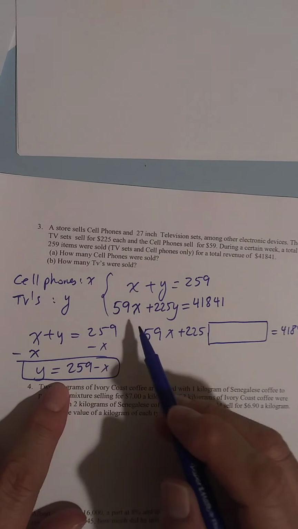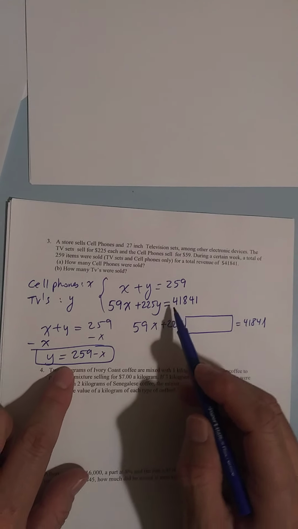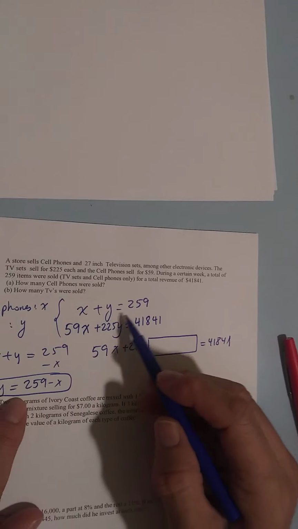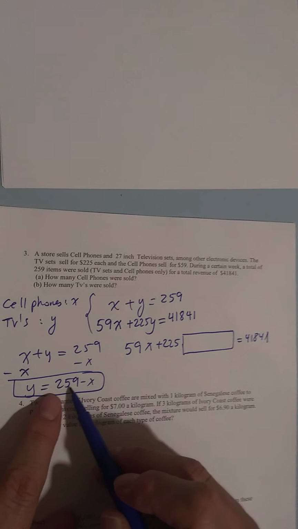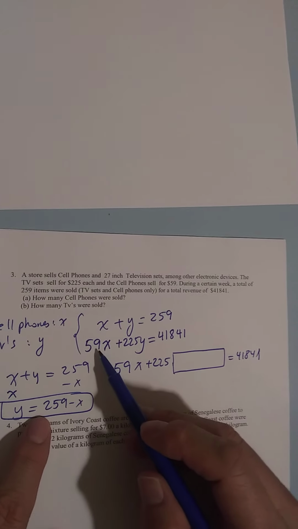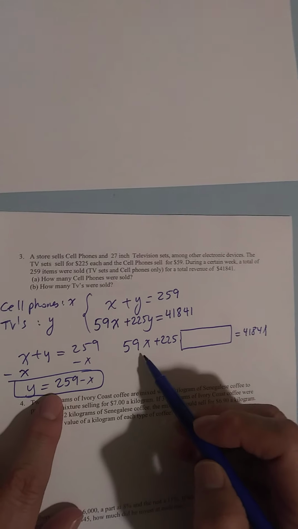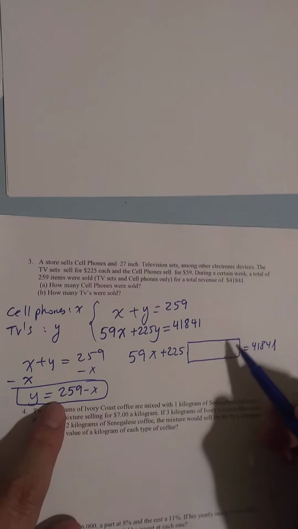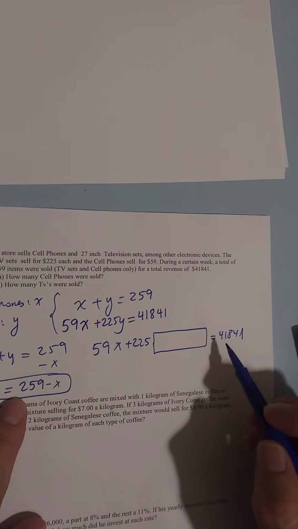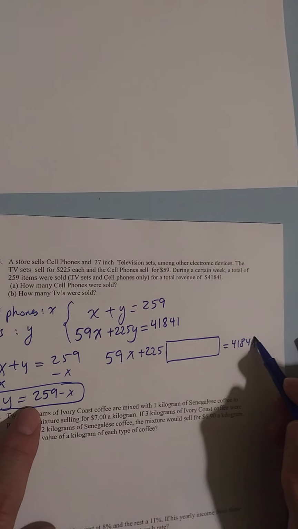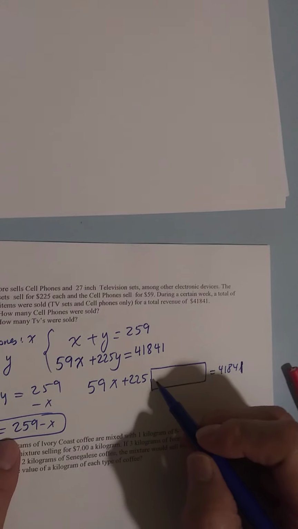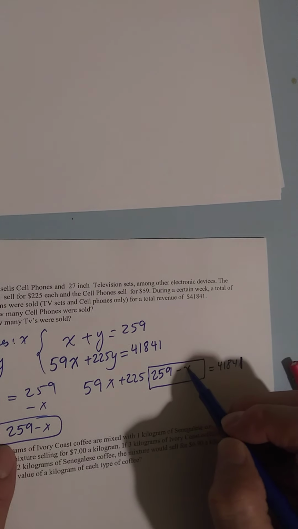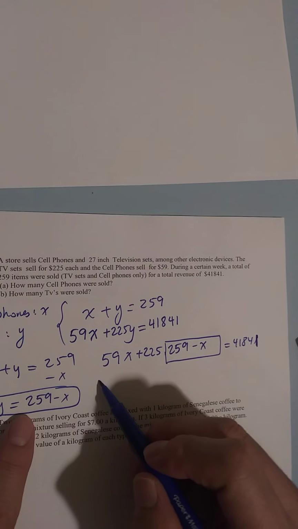Look at the second equation, 59X plus 225Y equals 41,841. Where you see a Y, we're going to replace it by 259 minus X. So 59X plus 225, and this is where Y is going to go, equals 41,841. So inside this box, I'm going to put 259 minus X. We're going to distribute now.